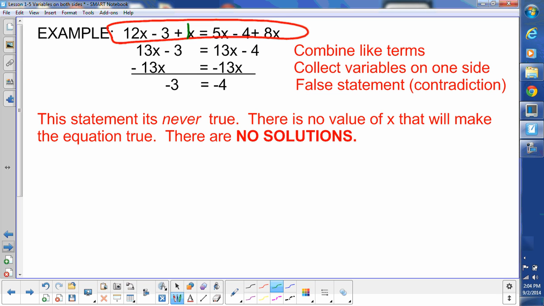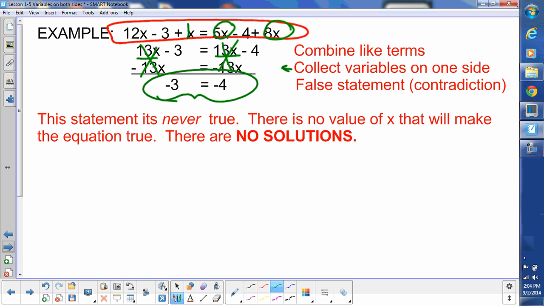On the right-hand side, we have a 5x and an 8x. 5x plus 8x is 13x as well. So we're going to put a 13x there. There's a 13x on both sides. We're going to collect our variables on one side by subtracting 13x. We no longer have any x terms. We're left with the statement negative 3 equals negative 4.